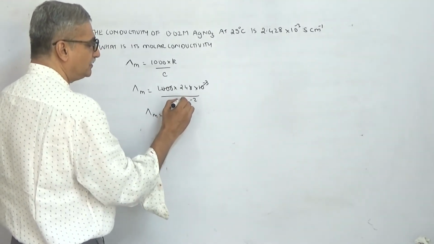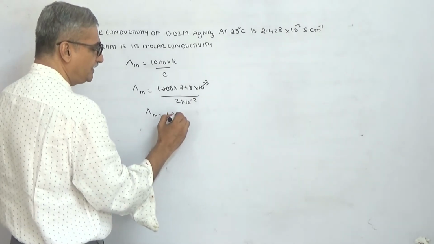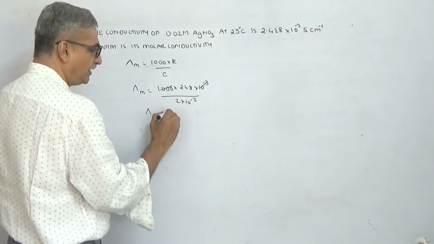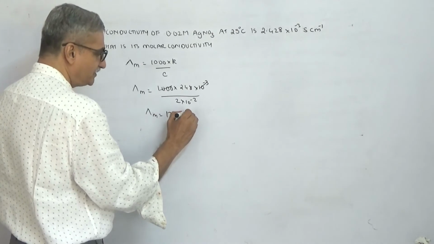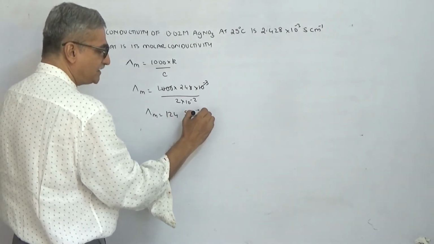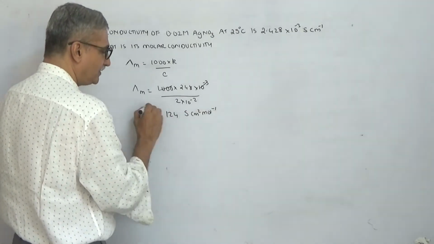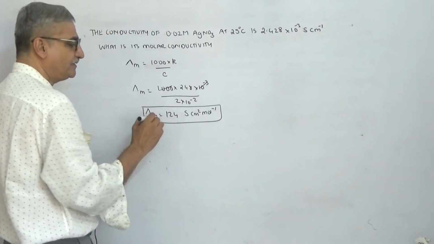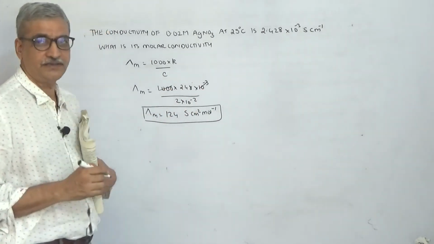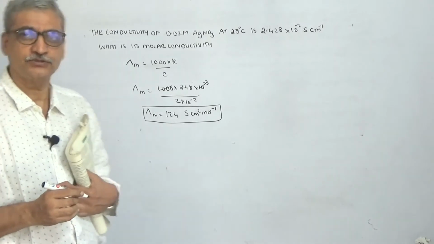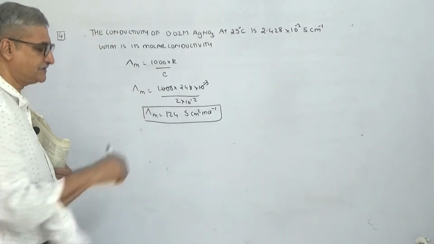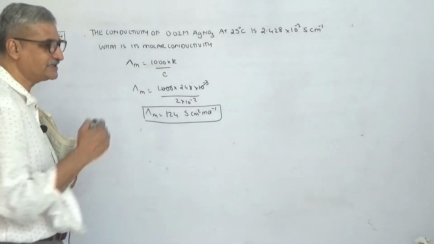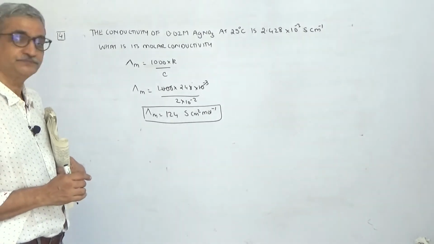So this into 10 raised to 2, that is 124 Siemen centimeter square per mole. See how I took this 10 raised to minus 2 in the numerator, it became 10 raised to 2. That is how I shifted the decimal, because normally the answer is presented like this, not in digit form. Okay?